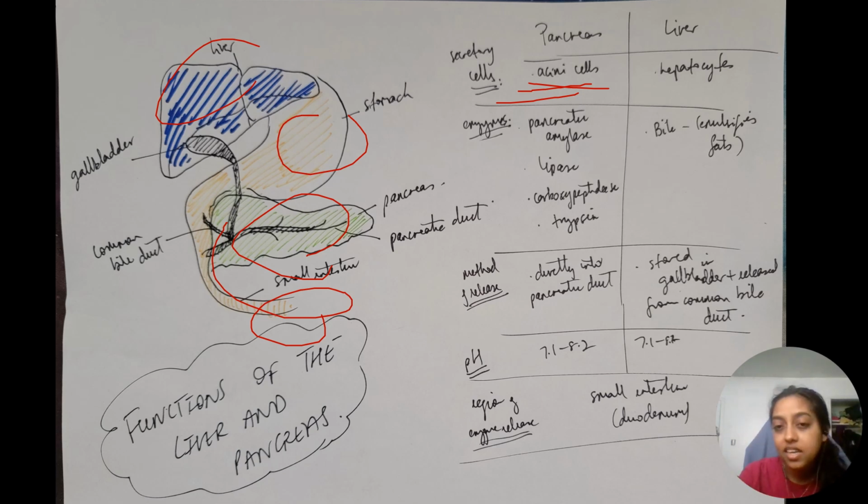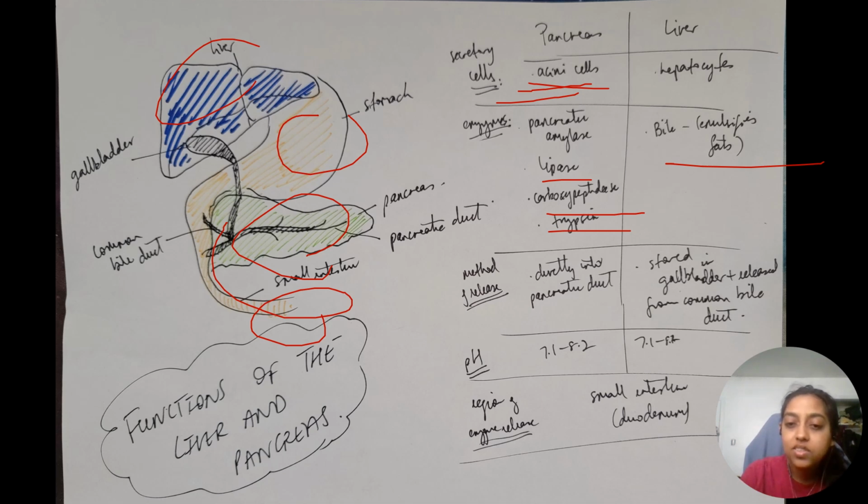And the pancreas has pancreatic amylase, the lipases, the carboxypeptidases, the trypsin, which target all of the different nutrients, carbohydrates, proteins, fats. The liver has just bile, and it doesn't really break down any specific nutrient. It just increases the surface area by which the colipases could come in and break down the fats.